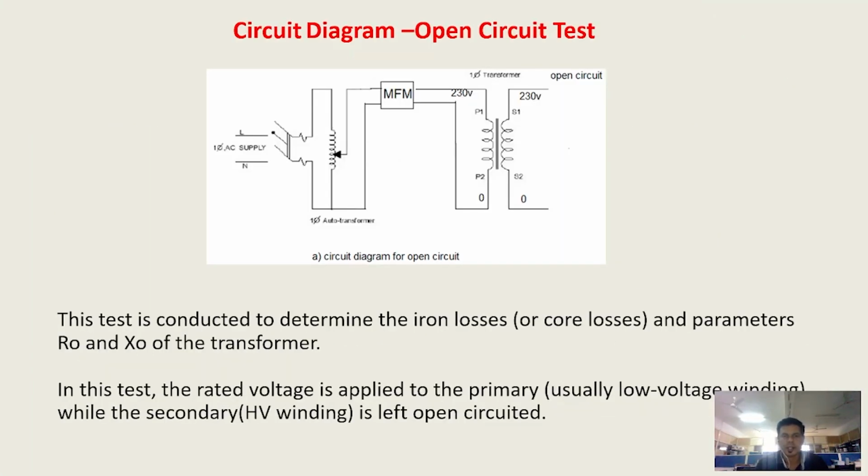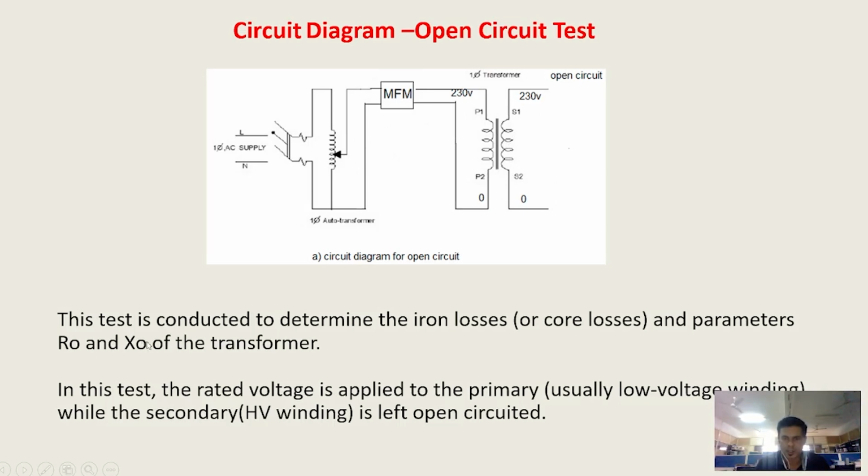So this is the circuit diagram. In this circuit diagram, you can see there is a single phase supply. This single phase supply is connected to the input of the auto transformer. Then the output of the auto transformer is connected to the input of the multifunction meter. Then the output of the multifunction meter is connected to the primary side of the transformer. Then the secondary side of the transformer is left open. So this circuit indicates the open circuit test.